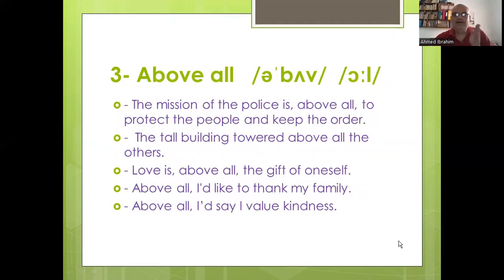Next one, above all. The mission of the police is, above all, to protect the people and keep the order. The tall building towered above all the others. Love is, above all, the gift of oneself. Above all, I'd like to thank my family. Above all, I'd say I value kindness.